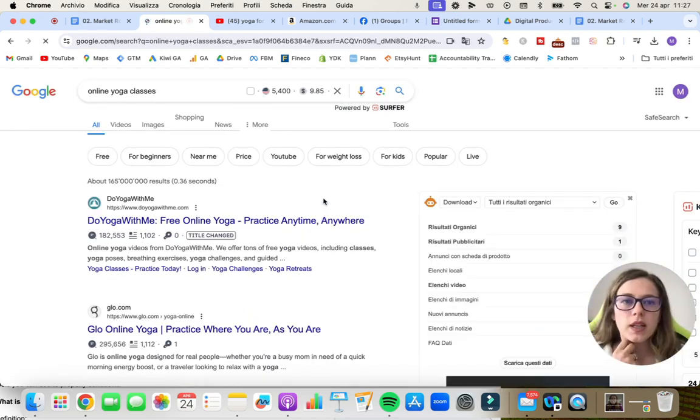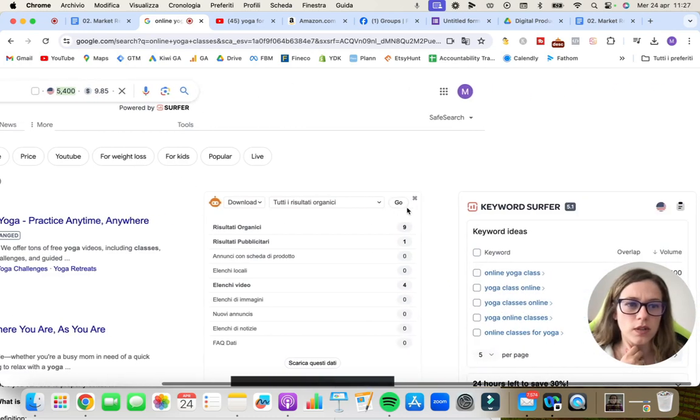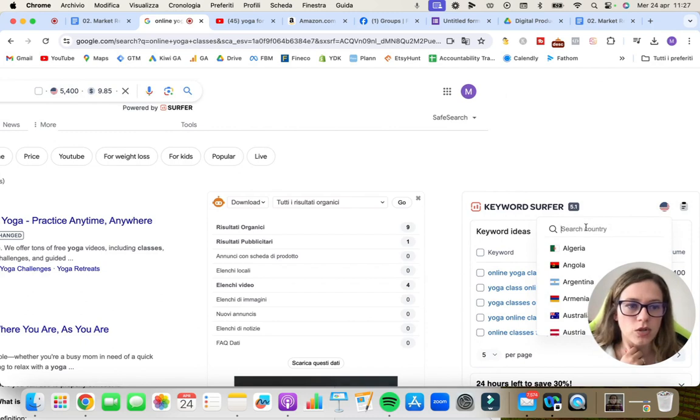Okay. And then, as I said, you need to install this one, which is the Keyword Surfer. In the Keyword Surfer, you can get some monthly search volumes. And here you can select the country. I think you can select it here or in the setting. Here you go, and you can select the country. I will put, let's see, Switzerland.